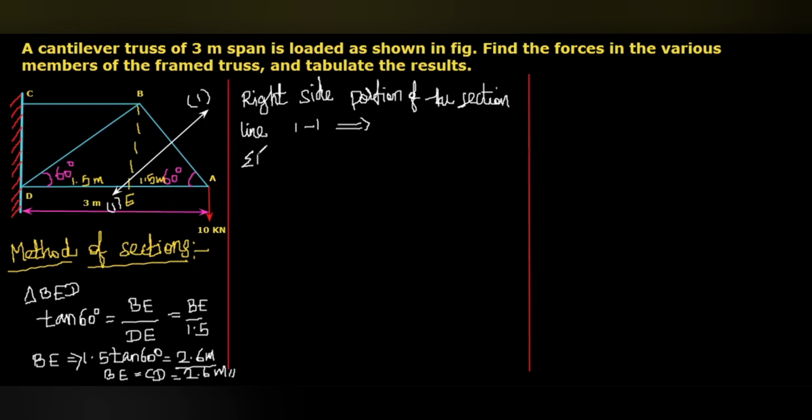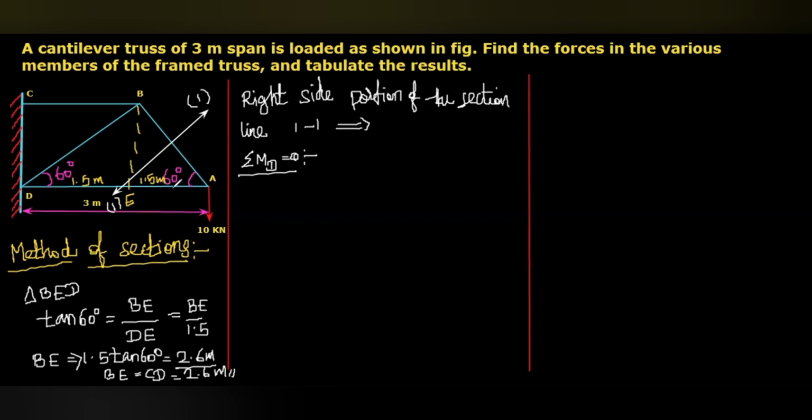Algebraic sum of moments about the point D should be equal to 0, since this truss or frame should be in equilibrium. So here, the algebraic moment with respect to the point D equals 0. As I mentioned earlier, there are 3 considered forces: the 10 kilonewton, the force in the member AD, and the force in the member AB.